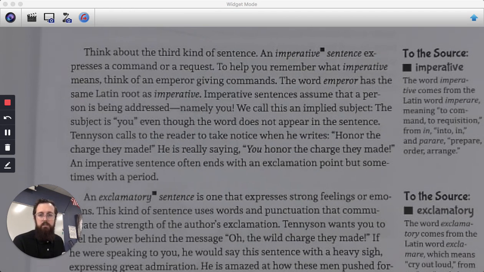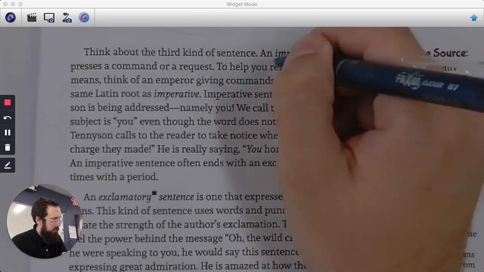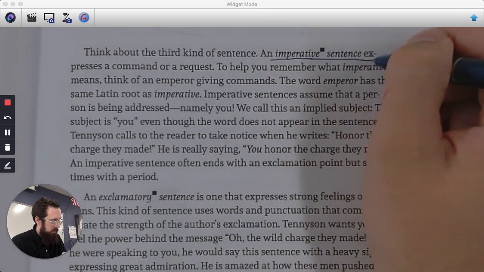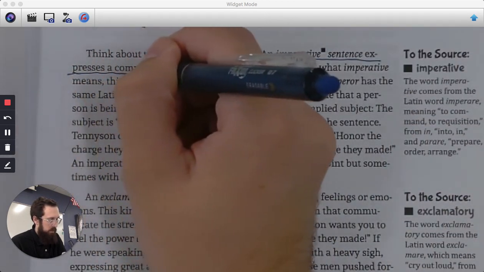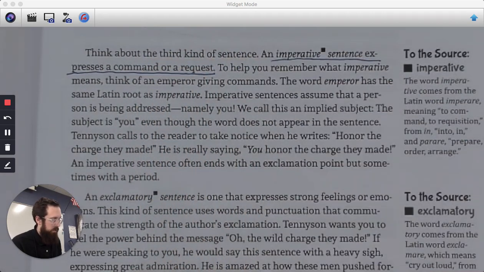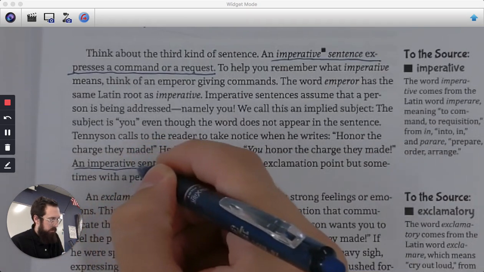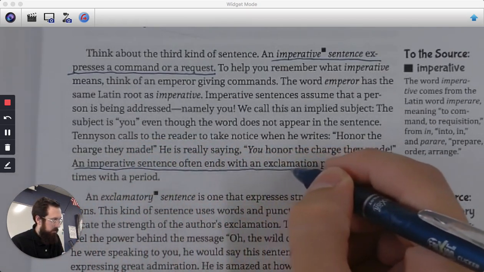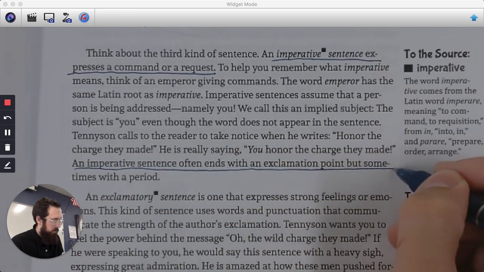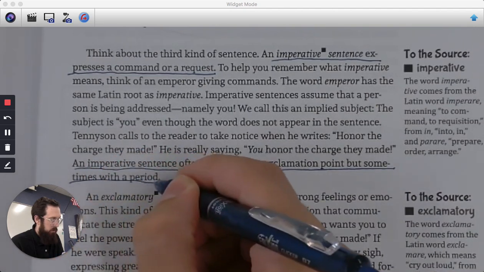An imperative sentence often ends with an exclamation point, but sometimes with a period. An imperative sentence expresses a command or request. An imperative sentence often ends with an exclamation point, but sometimes with a period.